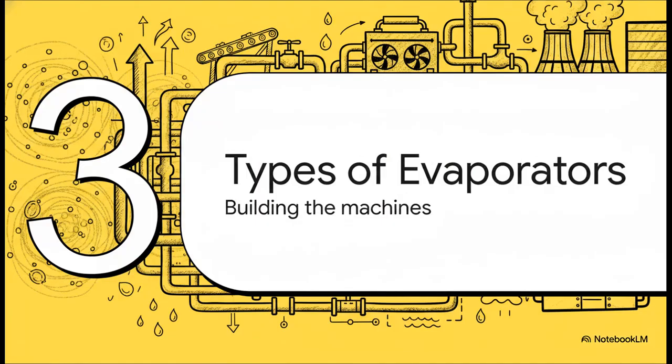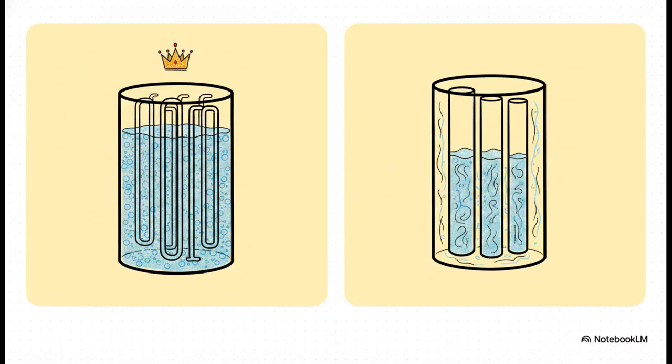Section 3. Types of evaporators, how we actually build the machines. So in the world of data centers, 2 main architectures completely dominate the space, but one of them is the absolute heavyweight champion. First up, we have the flooded shell and tube type, or as it's known by its Korean engineering term, Man-ek-sik. Imagine a giant metal cylinder, that's the shell.